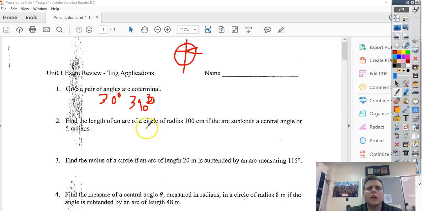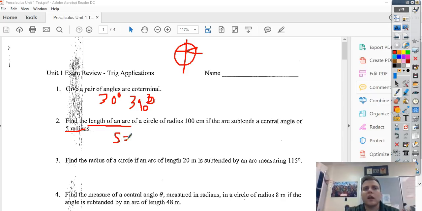Alright, number 2. Find the length of an arc of a circle radius 100 centimeters if the arc subtends a central angle of 5 radians. Okay, so length of arc, that means I want to find S. Is my angle in degrees or radians? It's in radians. So to find an arc length in radians, I say S equals theta R.